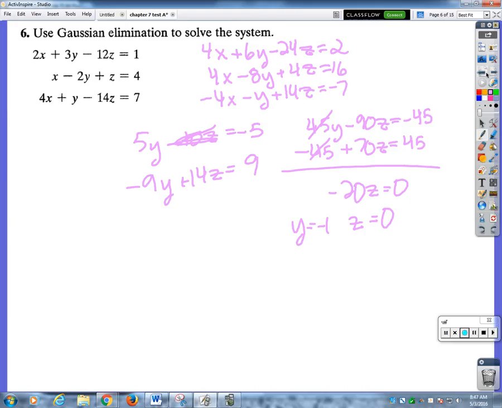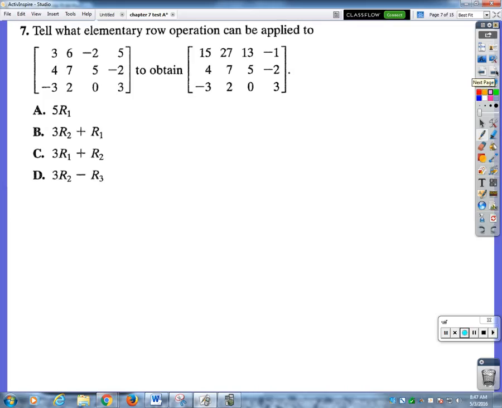Okay. All right. Number 7 just says tell what elementary row operation can be applied to this matrix to get to this one. So the first one says, is it 5 times row 1?